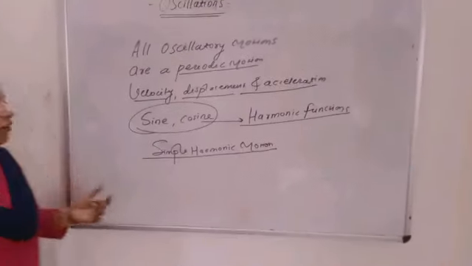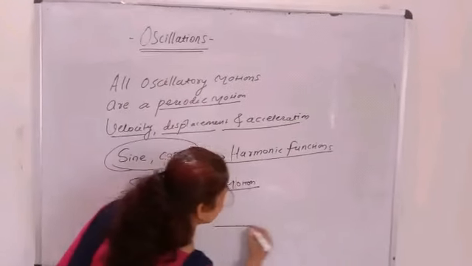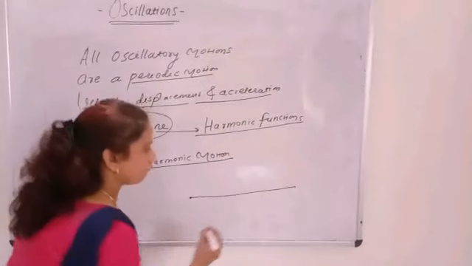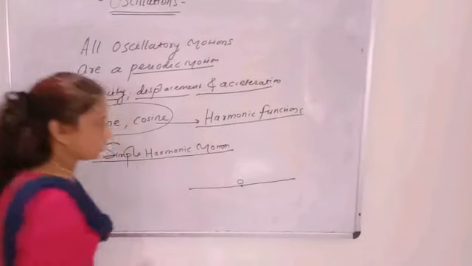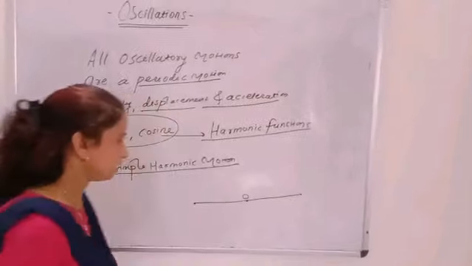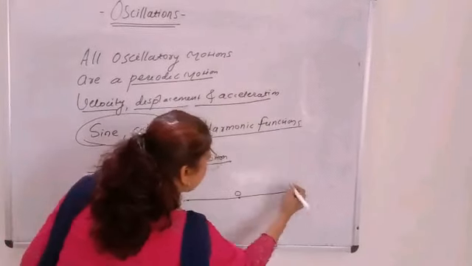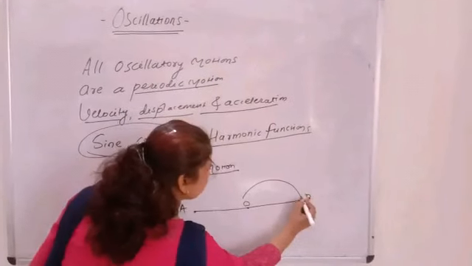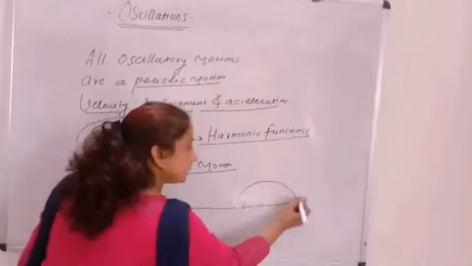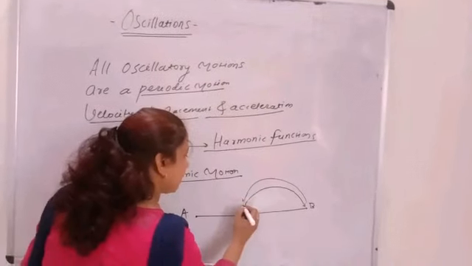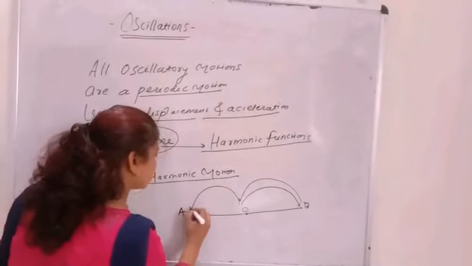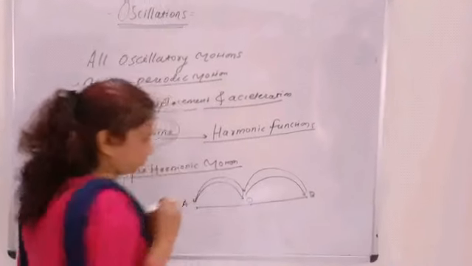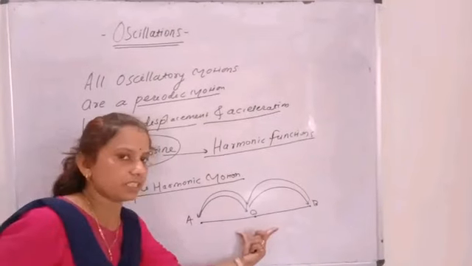Now, if the path is a straight line, suppose this is the mean position, also called the equilibrium position. A and B are the extreme positions. The particle moves first from O to B, then from B to O, then from O to A, and again from A to O. It completes one oscillation here.